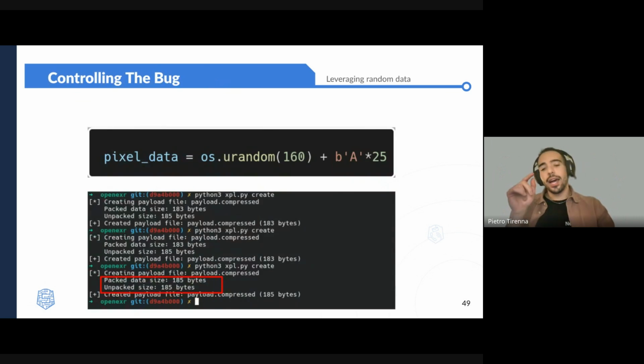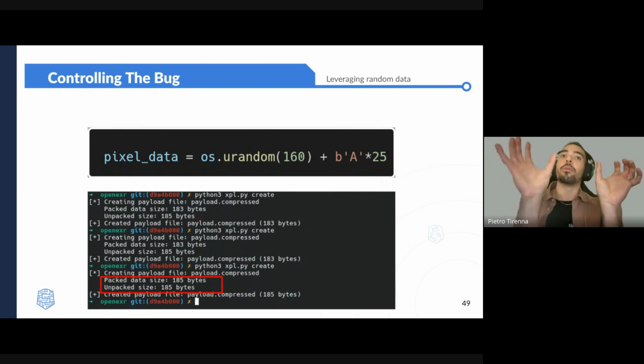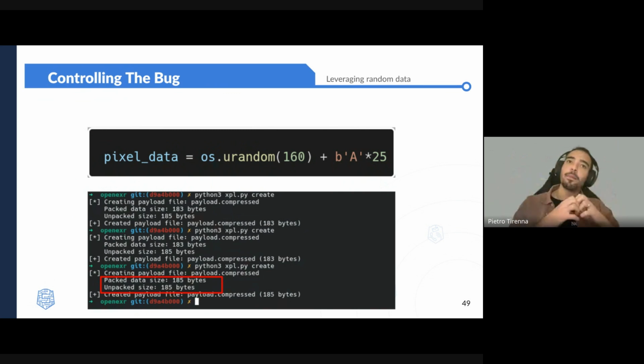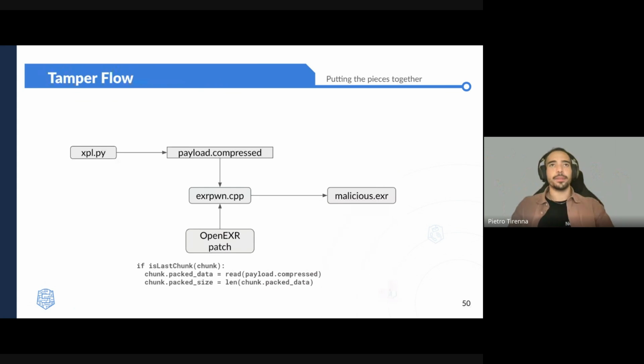And this is exactly the technique that I leveraged to gain that situation where the compressed data size and the decompressed data size match. Basically, it's by combining a big part of random data that cannot be efficiently compressed with a small part of controlled data. By coupling this and just running the script a couple of times, we get a payload that satisfies that constraint.